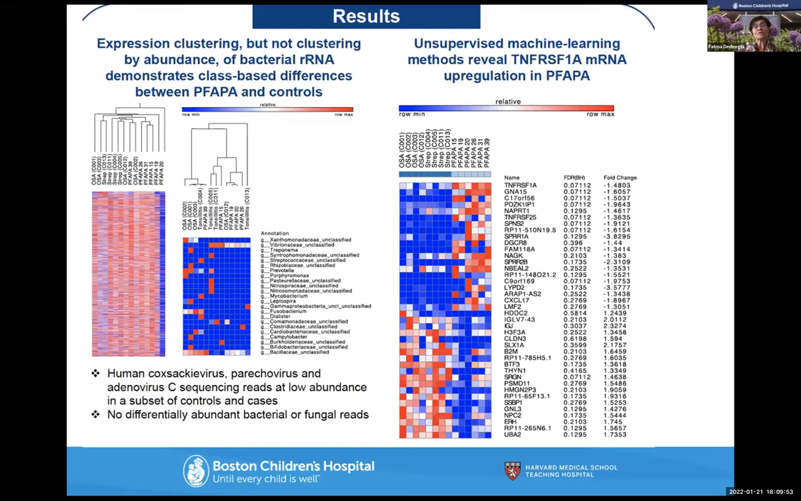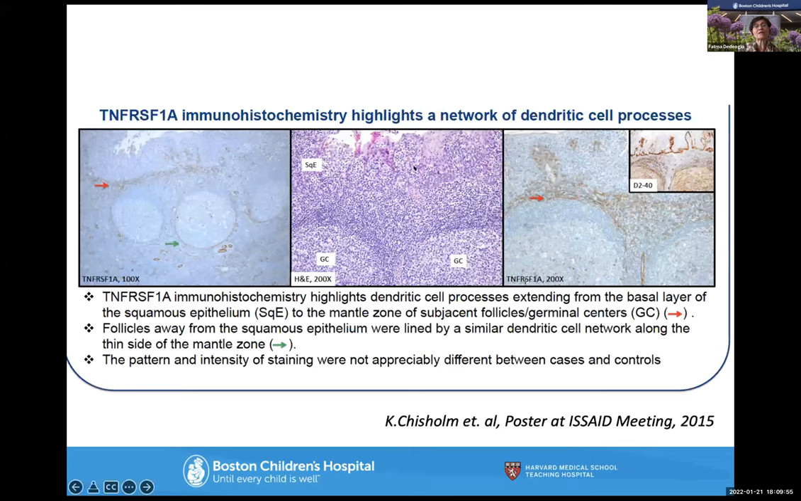So we tried to see if this was also seen in the pathology of the tonsils, but there is really no difference in terms of this TNF being higher in PFAPA. So it was interesting though. Again, it was located around dendritic cells, which are cell processes. I think it's just related to how communication of cells may be happening.